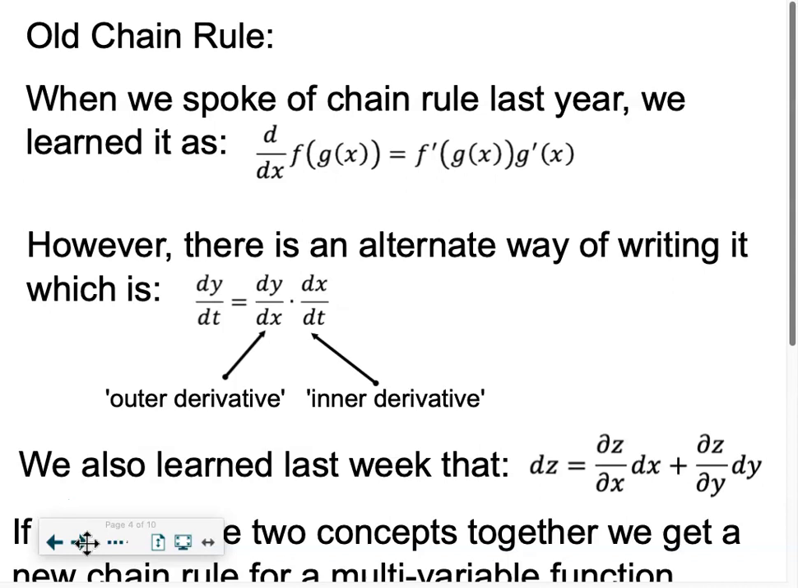Last year, when we talked about chain rule, we used to say the derivative of f of g of x is f prime of g of x times g prime of x. So that's what you thought of when you thought of chain rule. But there's an alternate way to write chain rule.